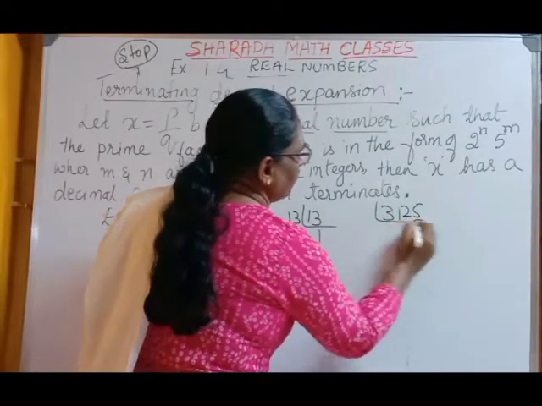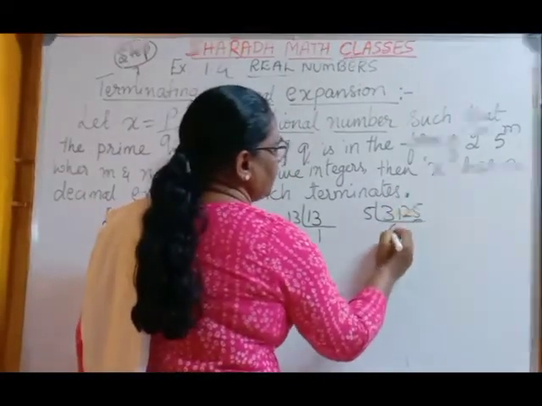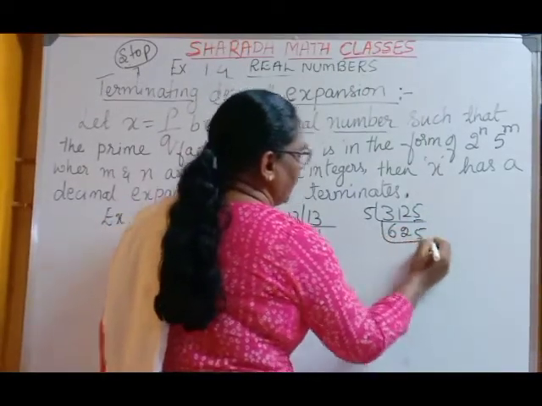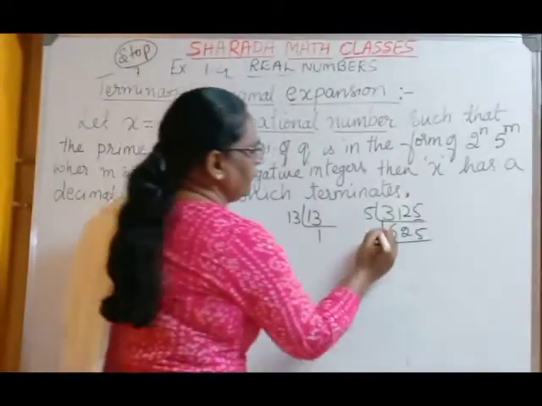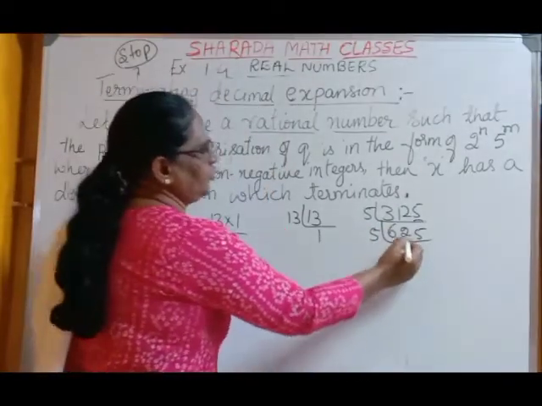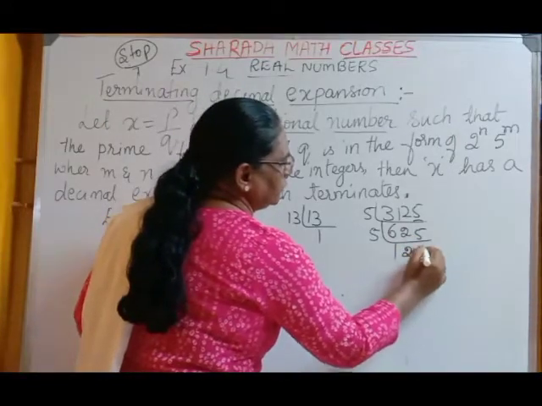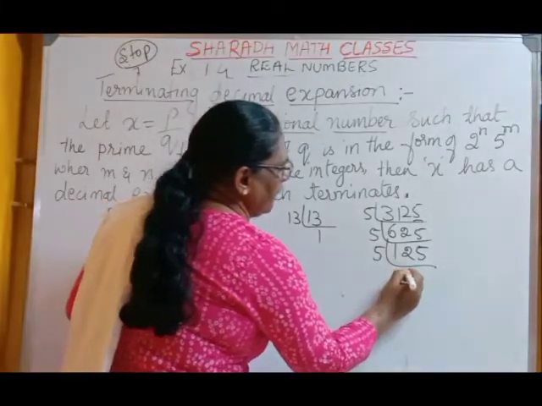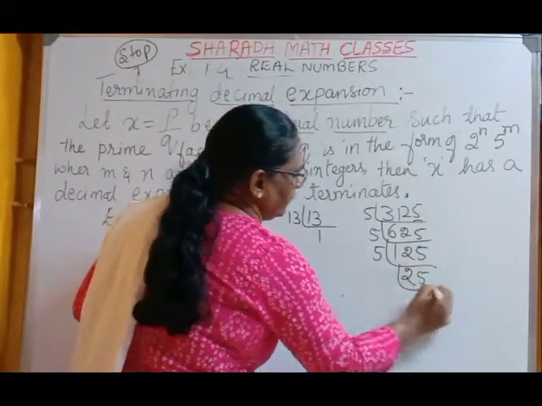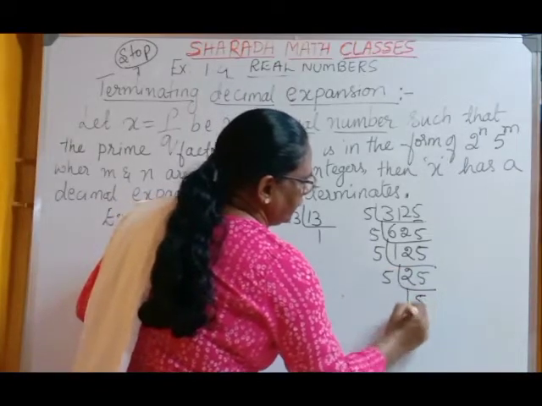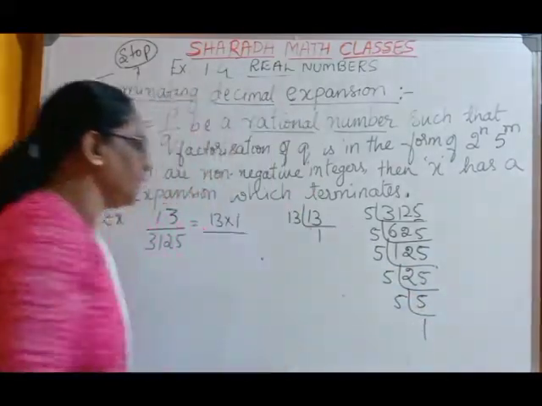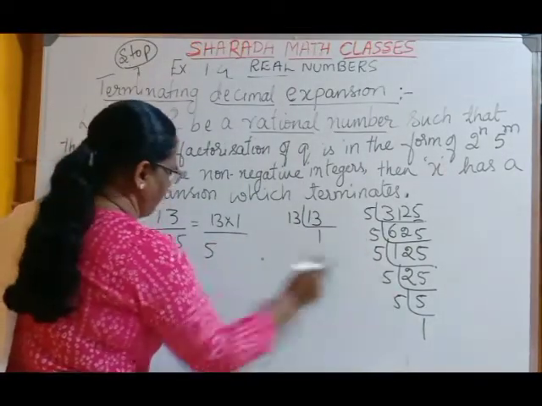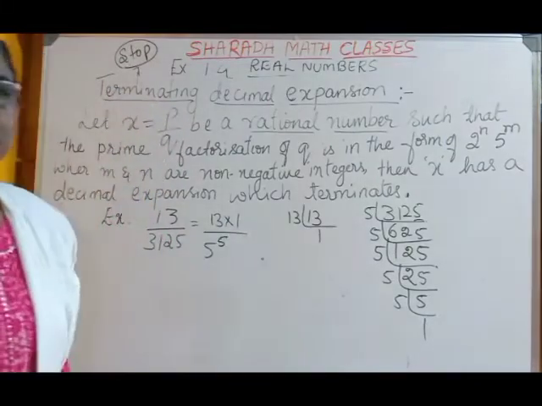It is ending with 5, so you can start with 5. 5 sixes are 30, 5 twos are 10, 5 fives are 25. Again from 5 you have to divide. 5 ones are 5, 5 twos are 10, 5 fives are 25. Next, 5 twos are 10, 5 fives are 25. 5 fives are 25, 5 ones are 5. Okay, this can be written as 1, 2, 3, 4, 5, that is, 5 to the power of 5.